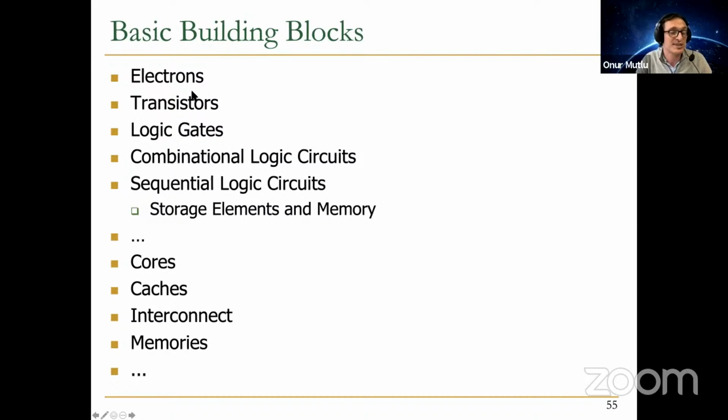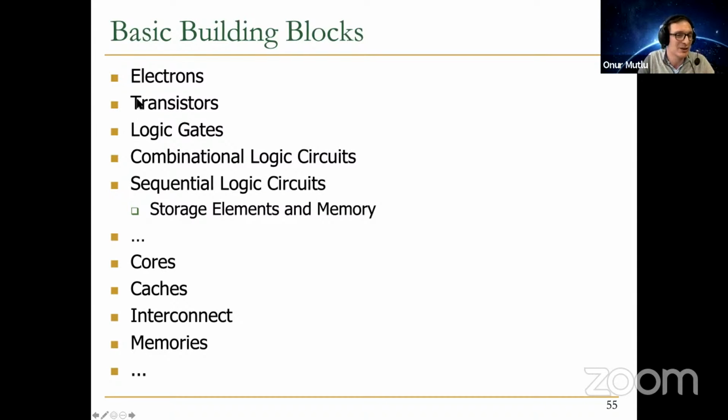So let me give you some of the basic building blocks. These are things that we're going to see in this class, basically. They're electrons, transistors, logic gates, combinational logic circuits, sequential logic circuits, storage elements, and memory. And then on top of that, these are basically relatively simple building blocks. We're going to start with a transistor, for example, as a building block, as an abstraction level. And then we're going to build logic gates and then logic circuits. And then on top of that, we're going to build cores, caches, interconnect, and memories. And also, we're going to look at design principles on how to operate, how to design these things internally.